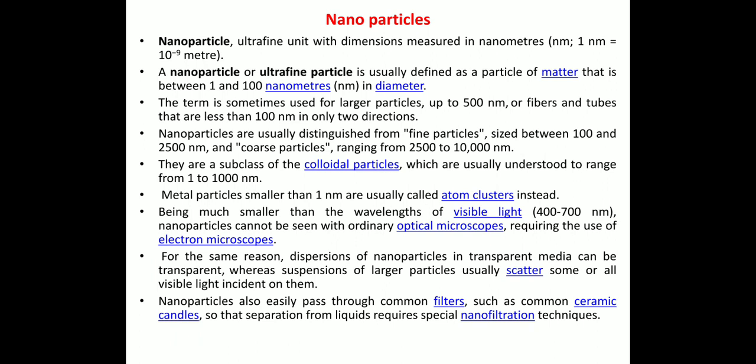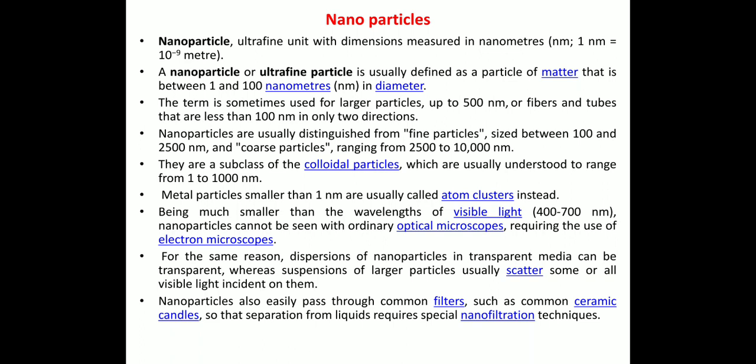Next one, the nanoparticle. The nanoparticle is an ultrafine unit whose dimensions are measured in nanometers, that is, 1 nanometer is equal to 10 raised to minus 9 meter. A nanoparticle or ultrafine particle is usually defined as a particle of matter between 1 and 100 nanometers in diameter. The term is sometimes used for larger particles up to 500 nanometers, or for fibers and tubes that are less than 100 nanometers in only one direction.